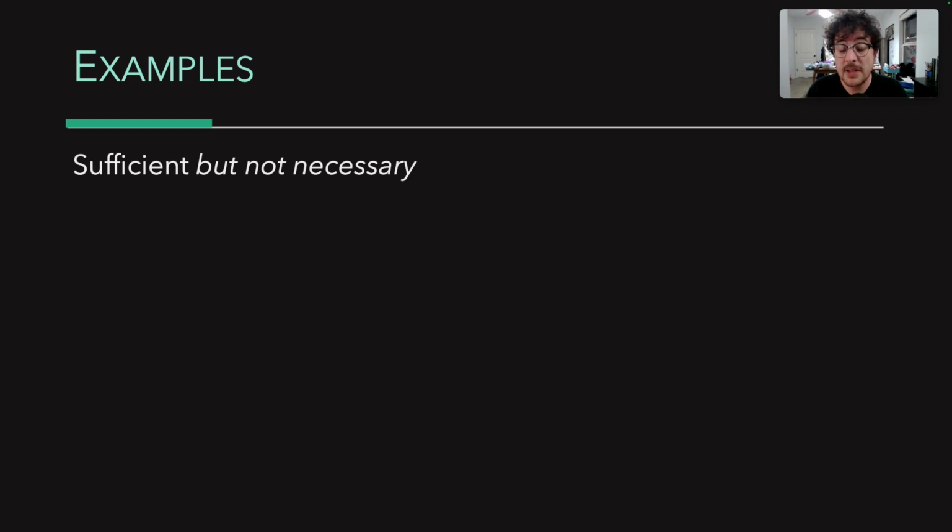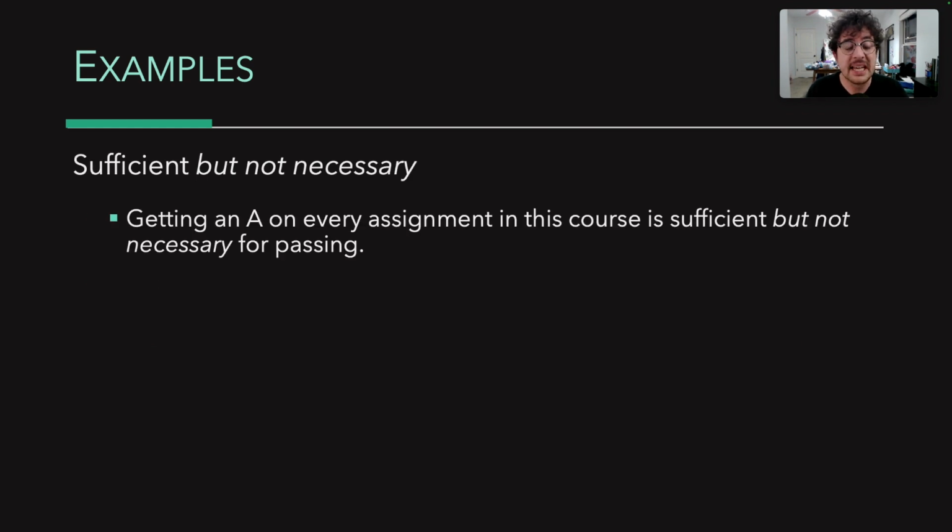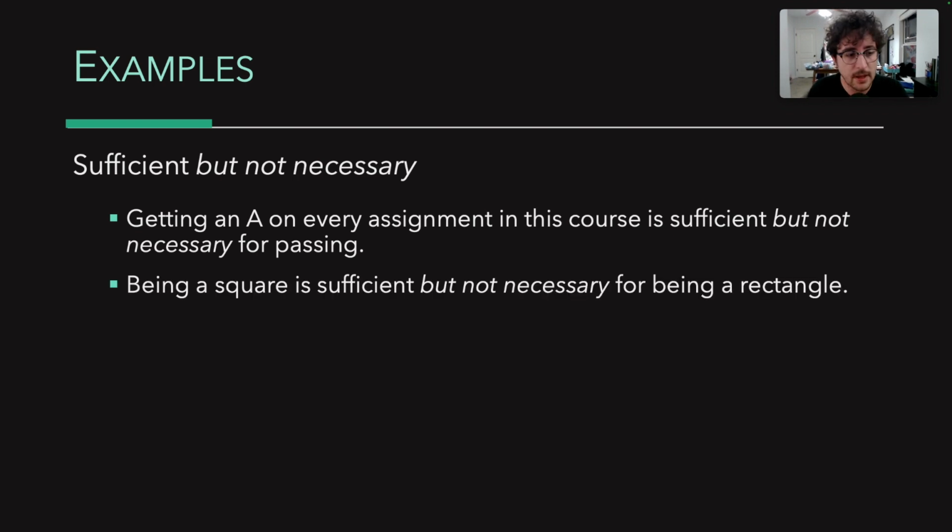All right. Something could be sufficient but not necessary. Getting an A on every assignment in this class is sufficient for passing, but it's not necessary. If someone gets an A on every single assignment, that does guarantee that they will pass. But you don't need to get an A on every single assignment in order to pass. In fact, you could get a C on every single assignment and still pass the class.